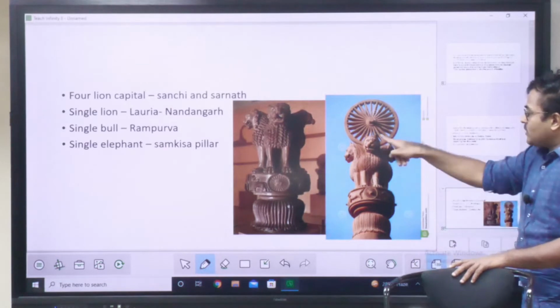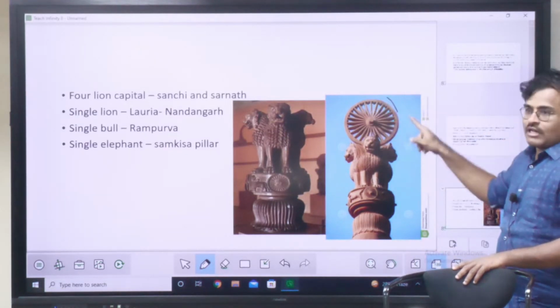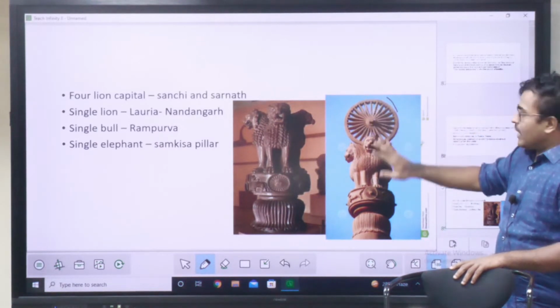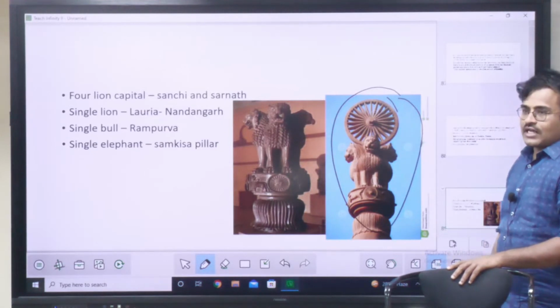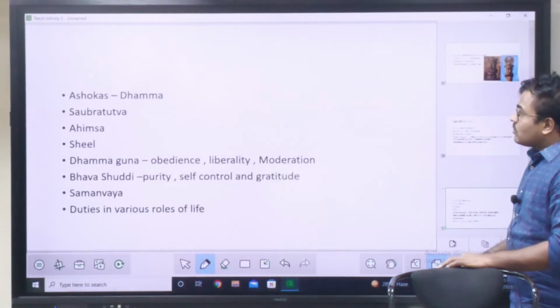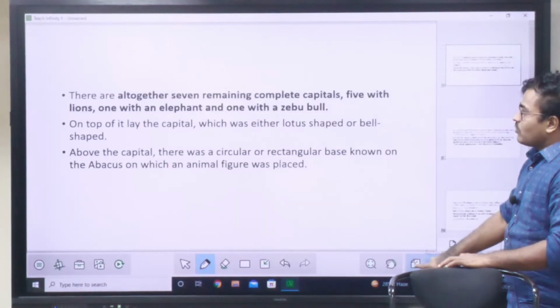Originally it used to have an upper capital, which is known as the wheel, the Dharmachakra, but this is lost now. We don't have the Dharmachakra, it is broken down, and this is a reconstructed Sarnath pillar. So this is the image. First, let me finish these things, then we'll go to that.